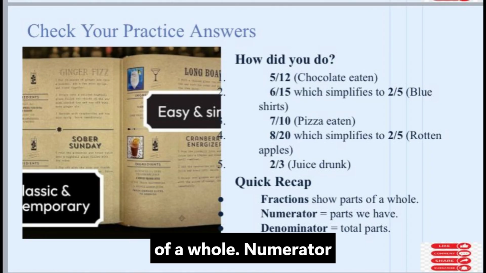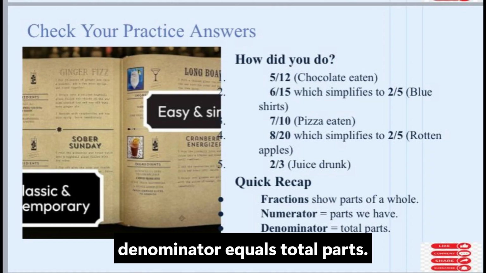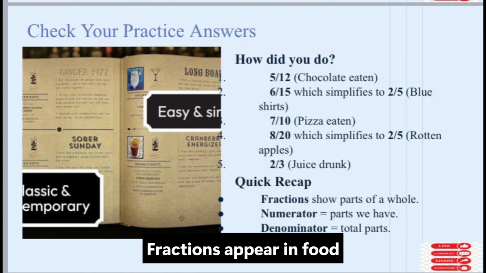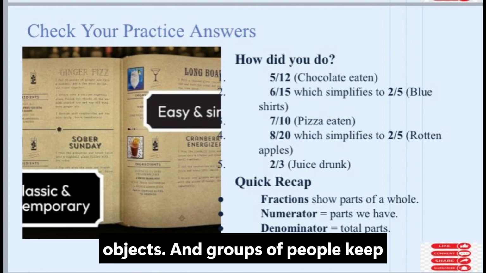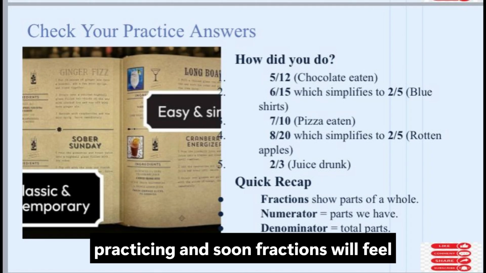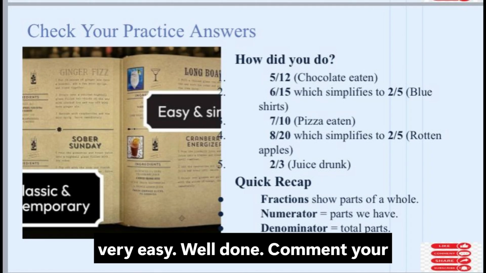Fractions show parts of a whole. Numerator equals parts we have. Denominator equals total parts. Fractions appear in food, objects, and groups of people. Keep practicing, and soon fractions will feel very easy.